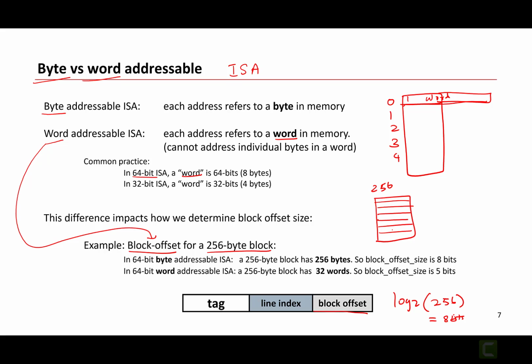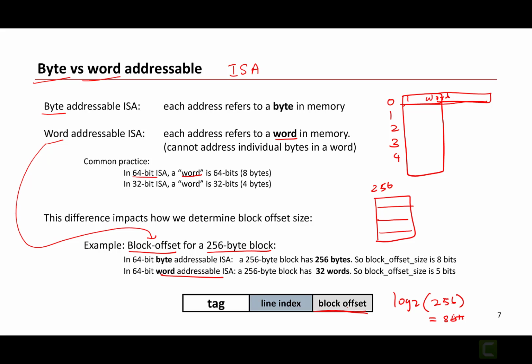However, if your ISA is word addressable, then you have to remember that I can only address memory locations in chunks of word. I cannot address individual bytes within a word. So therefore each address refers to one word in a cache block. So my granularity is now much larger, which is a word. And now I have to think about the block offset as how many bits do I need to distinguish the different words in that block, right?